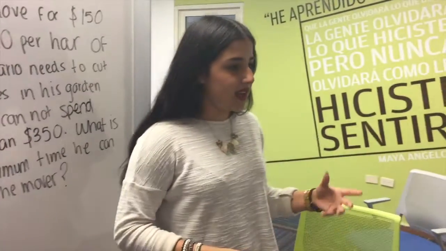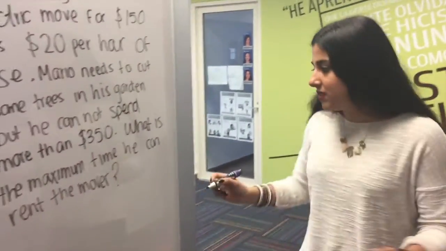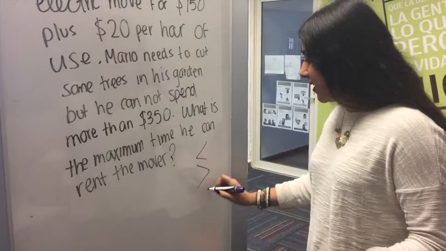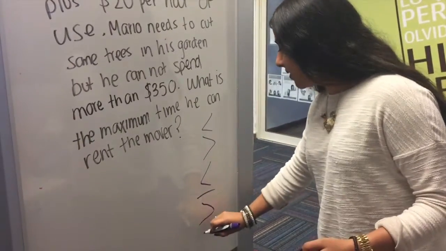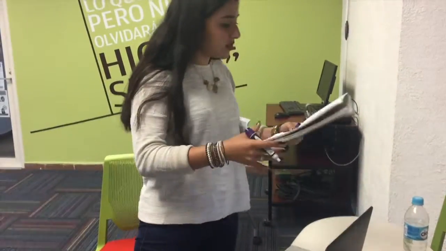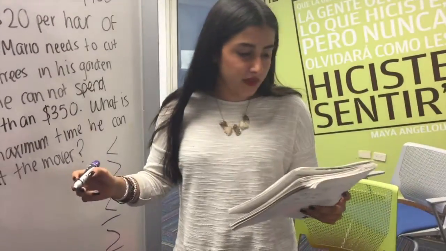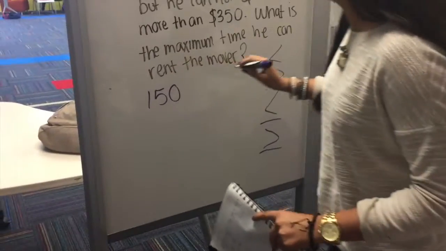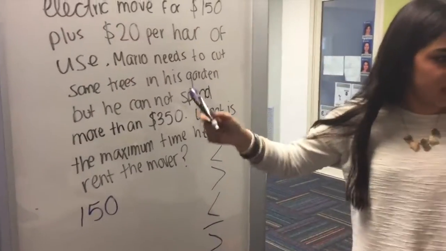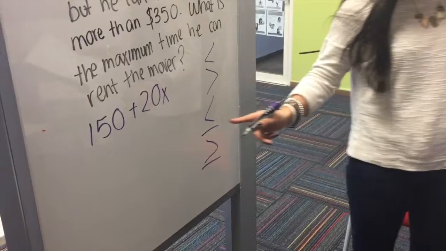Okay, first we have to get the basic signs of inequalities out of the way: greater than, less than, greater than or equal to, or less than or equal to. These are the basic idea. And okay, first they are telling you that the electric mower is $150, so you put it here. After that, they are telling you that it's plus $20 per hour you use the mower, so it's plus 20, and you add an X because you don't know how many hours it's going to be.